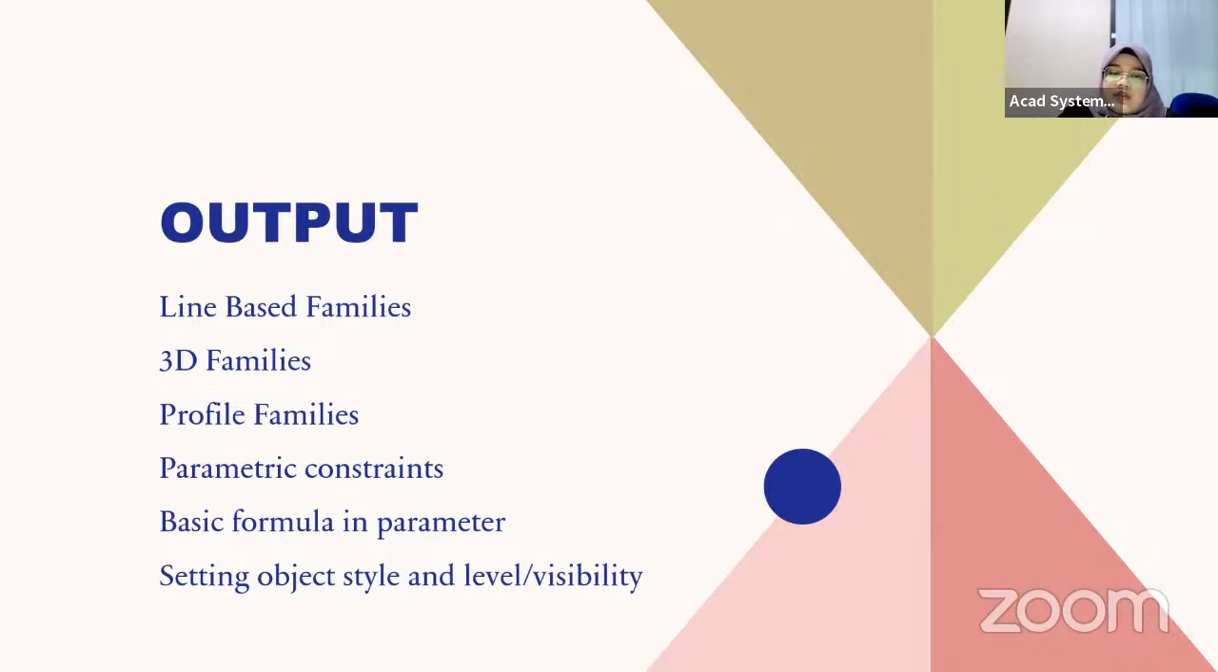And after that, we're going to associate the parametric constraints and also the basic formula for the parameters. And lastly, we're going to set the object style for our hanger and also the level of visibility view for our hanger when it's placed in a project.